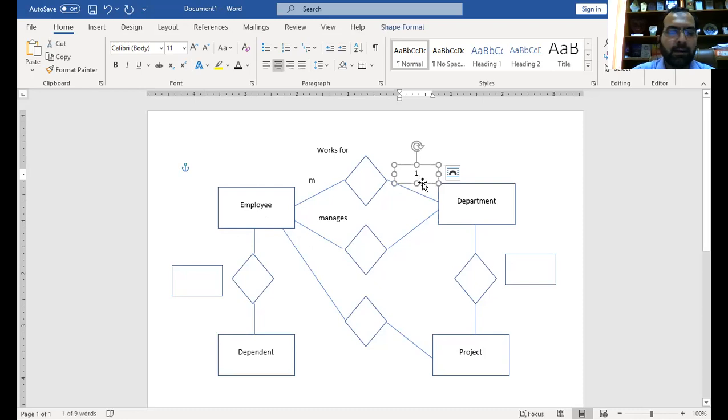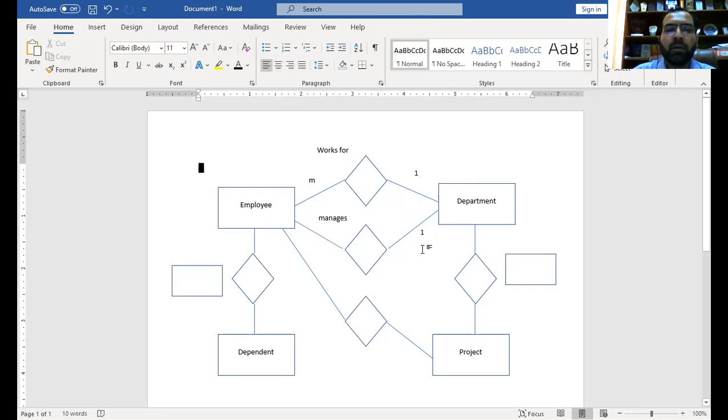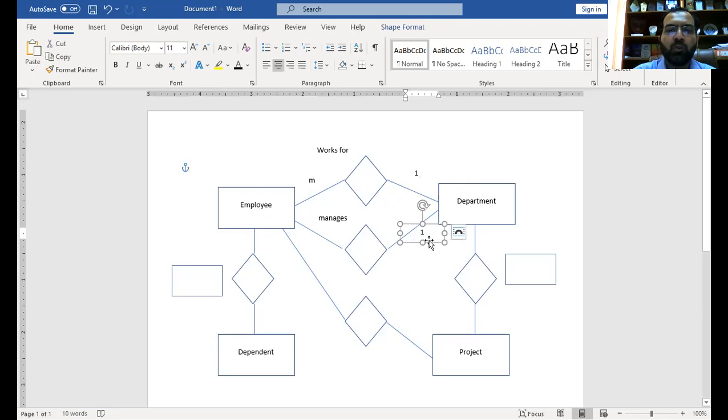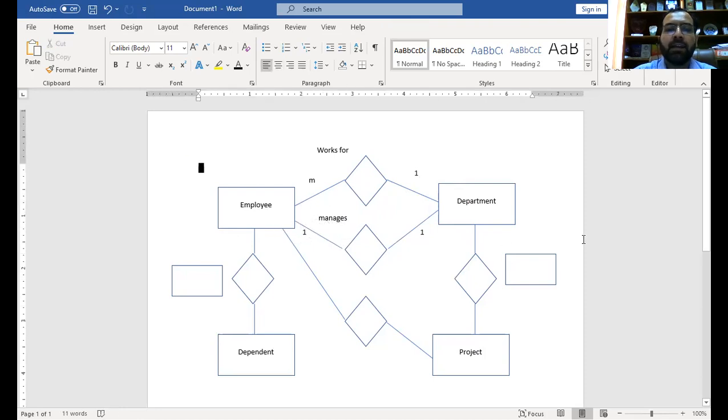So therefore that relationship is represented as one is to one. So I just put it here. The second relationship is between employee and department, and that is one is to one.